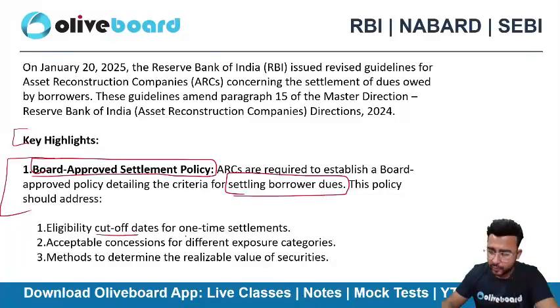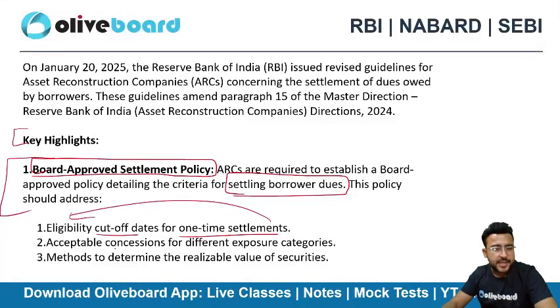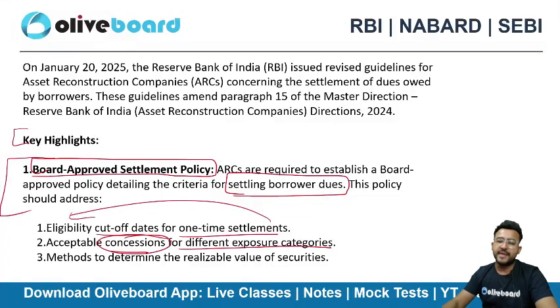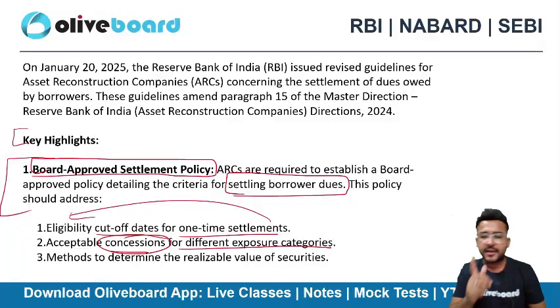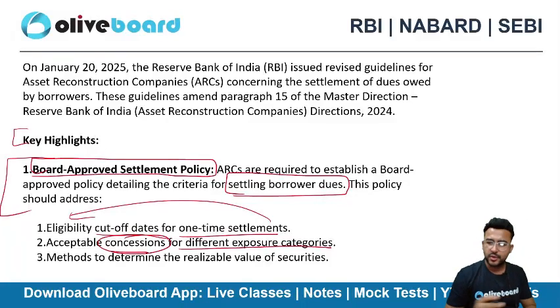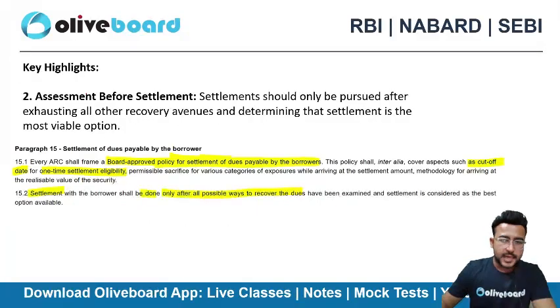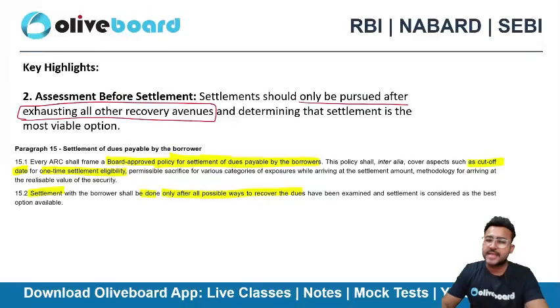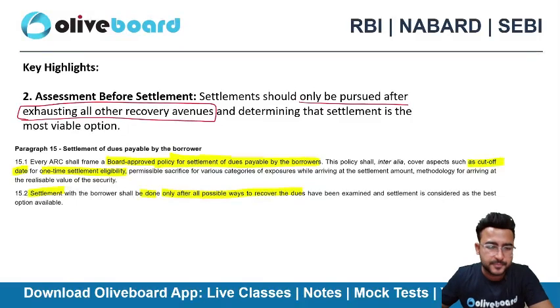Eligibility cutoff dates for one-time settlement. If you are doing a one-time settlement, then the eligibility cutoff date should be there. Acceptable concessions for different exposure categories. What concessions you are providing for different categories should be decided upfront in that policy. Methods to determine the realizable value of security, right? Assessment before the settlement. Settlement should be only pursued after exhausting all the recovery avenues. If you have tried all the other recovery avenues, then you can opt for settlement. Otherwise, you need to first exhaust all the options of recovery. Okay.